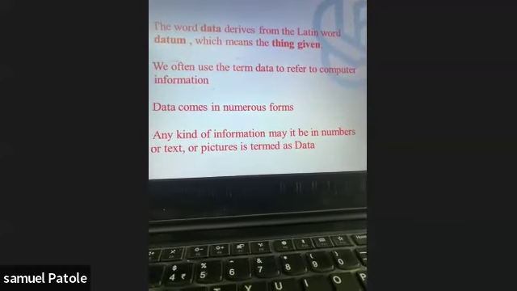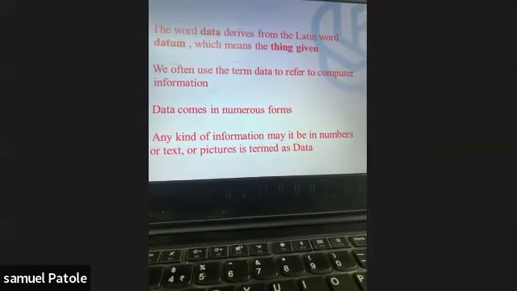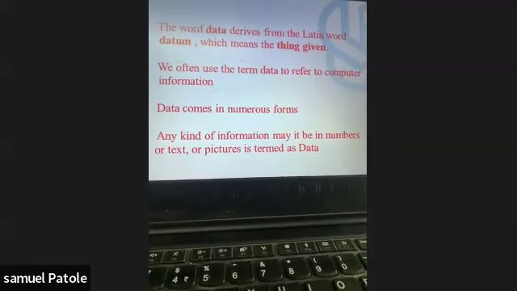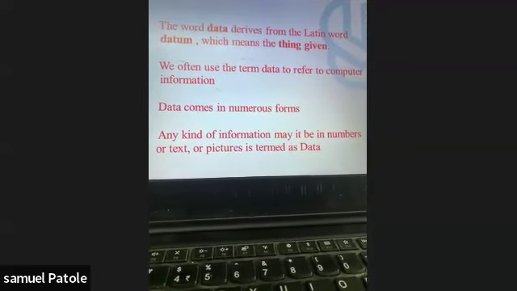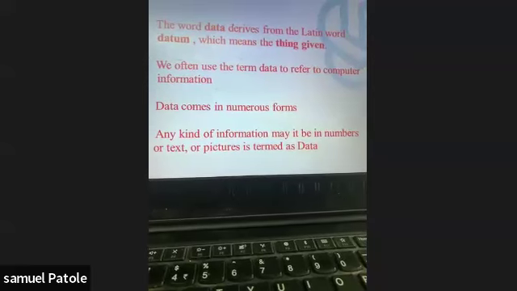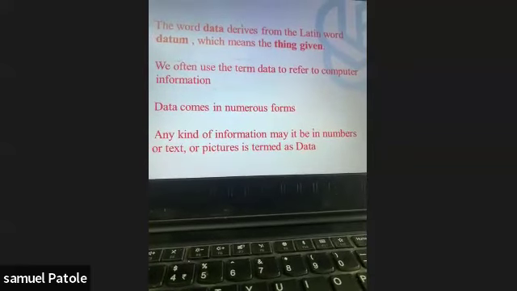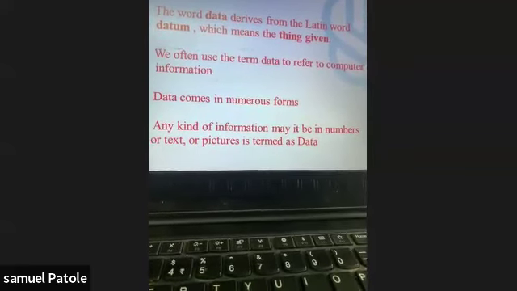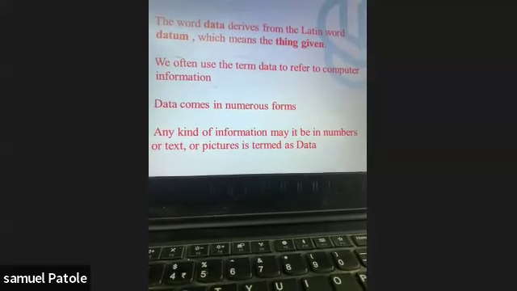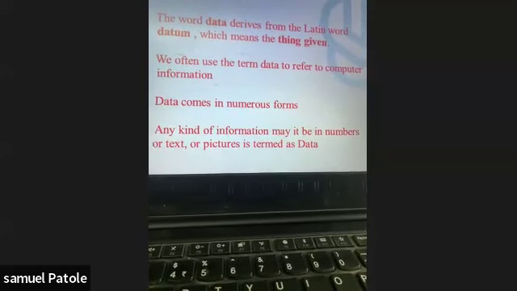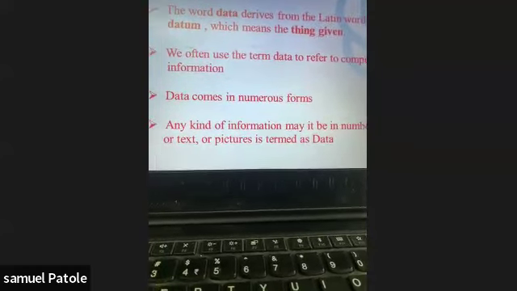We have seen earlier we used to have registers and all those things, but as computers came, we started storing our photos, our videos, whatever Word files, whatever Excel files, everything in the computer. So now this word has become very much synonymous with computer. That data means computer data or computer information basically. And data has very different forms. So you might have a number, a text, a picture, and these are all termed as data.